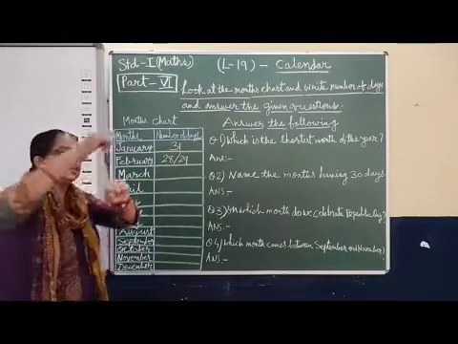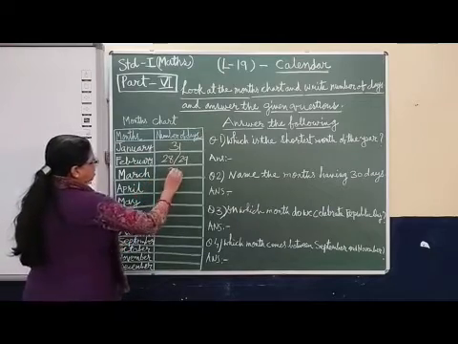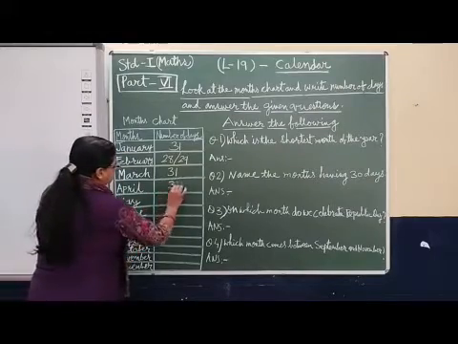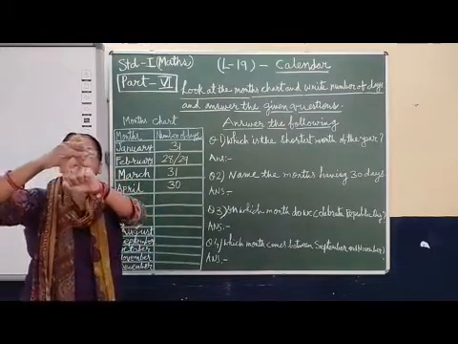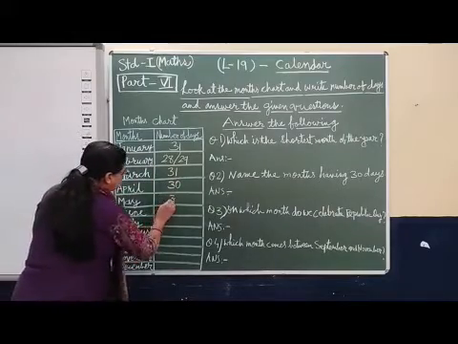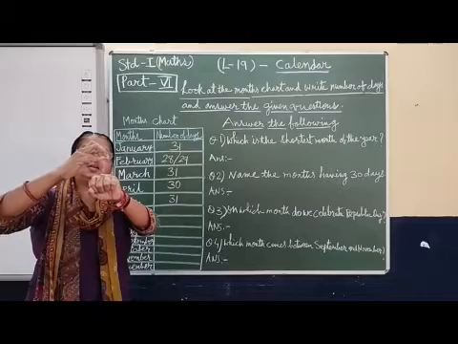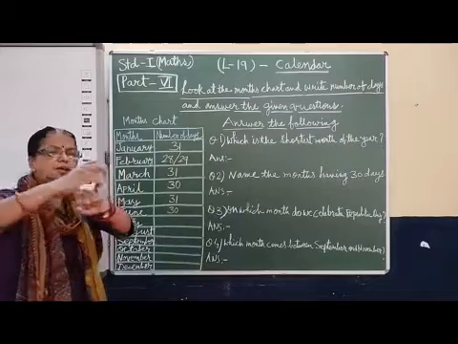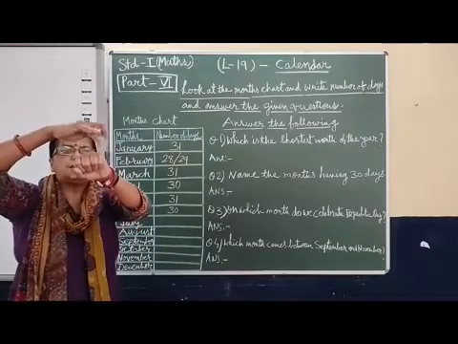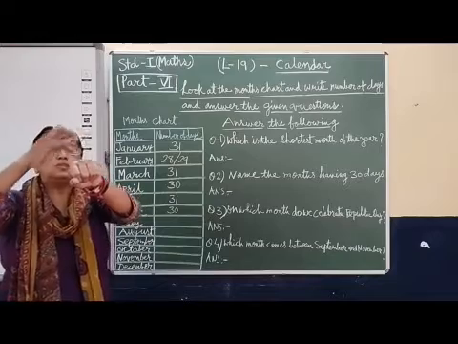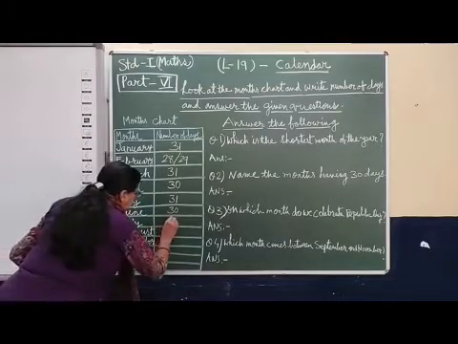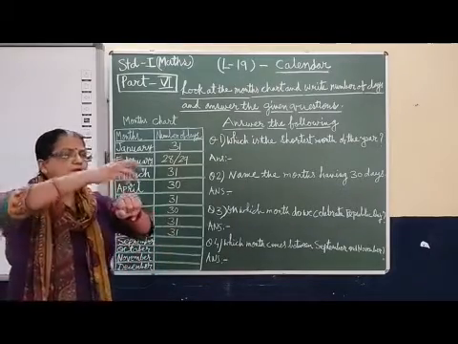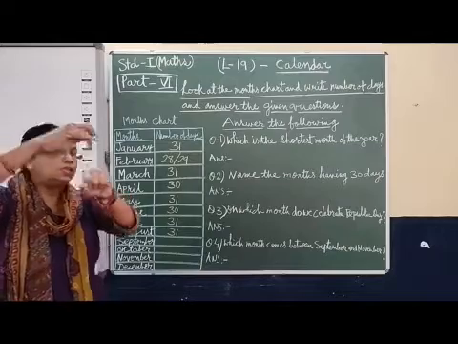Again, March, 31 days. Then April, 30 days. May, again 31 days. June, 30 days. Then July is on the top part, and August is also in the top part, so both months have 31 days. So July 31, August also 31 days. Then September, 30 days.